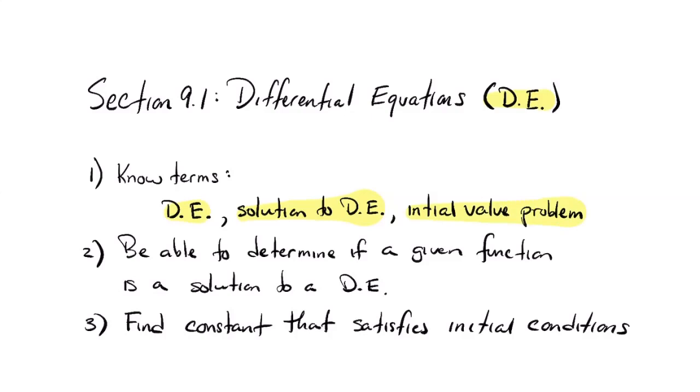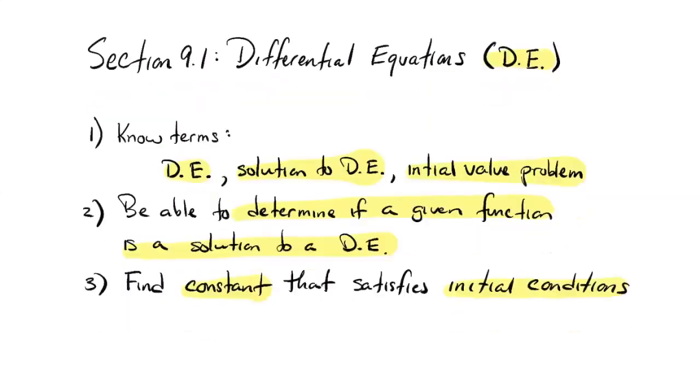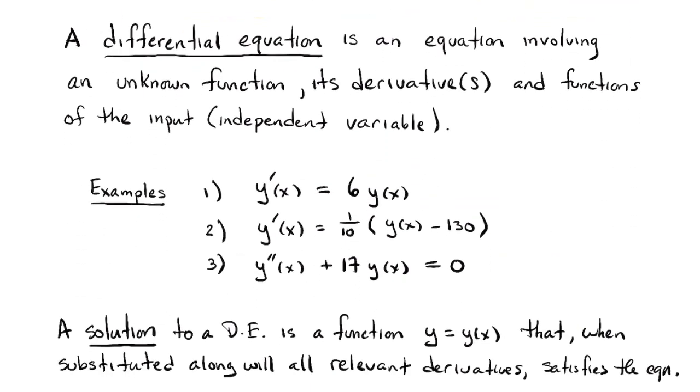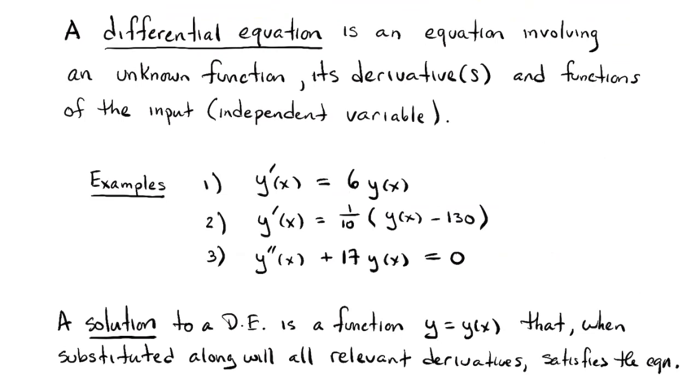Given a specific function, I want to be able to determine if it's a solution to a given differential equation. And then I want to be able to find certain values of constants that satisfy something called initial conditions. Often these solutions to differential equations will be families of functions, and you want to identify a specific member of that family by plugging in a certain condition, a specific point on the graph. Okay, so that's our goal. Let's just get going.